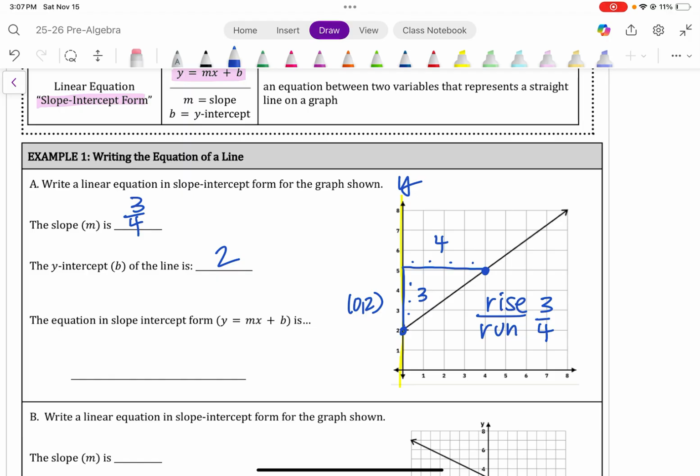And now we just put these into the slope-intercept equation. So y equals, I'm going to write that for us, y equals mx plus b. Instead of m, I'm putting 3/4 x plus b is 2. So the y-intercept is 2.